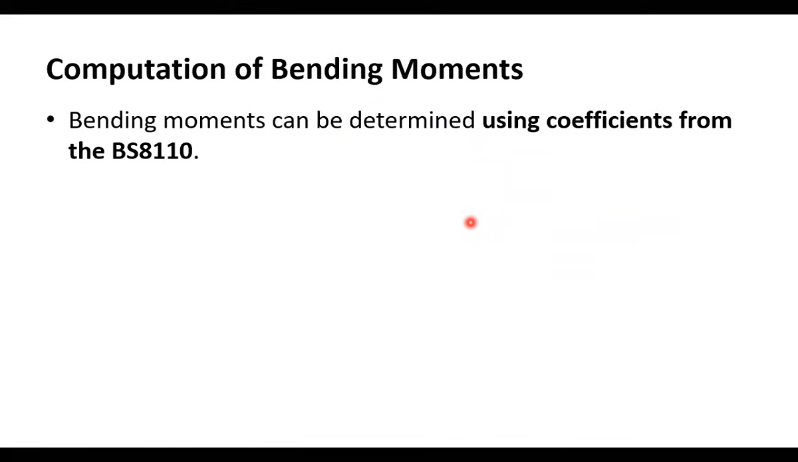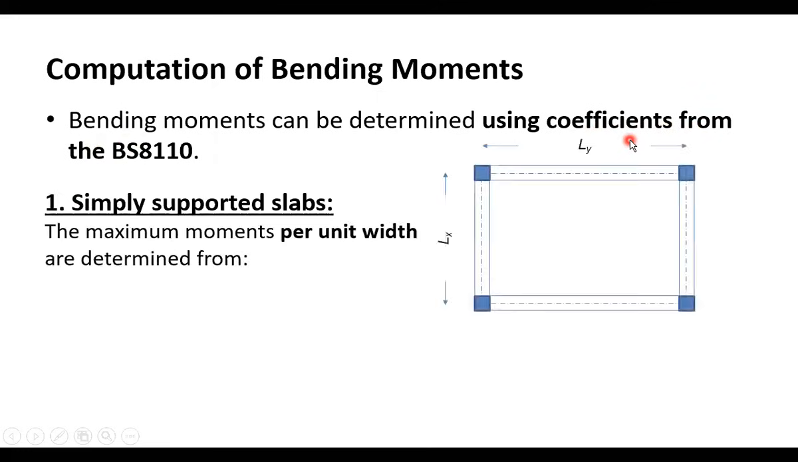Okay, so the question now is how to calculate the bending moment in the short direction and also in the long direction. To do that, we have to use some coefficients from the British standard BS8110, but these coefficients are not similar to the coefficients that we used in the one-way solid slabs. So these coefficients will differ based on the slab that we have here. Is it the first type, which is the simply supported slab, or the second one, which is the restrained slab?